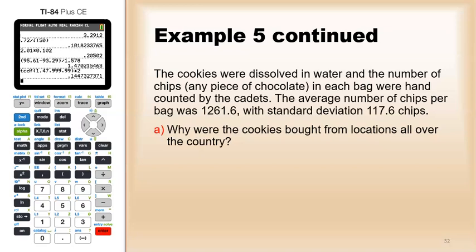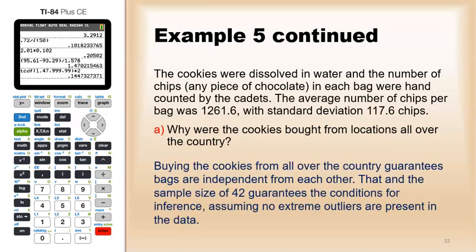So, first off, why were the cookies bought from all over the country? Well, that was to try to guarantee independence. So buying the cookies from all over the country guarantees bags are independent from each other. That and the sample size of 42 guarantees the conditions for inference, assuming there are no extreme outliers present in the data.